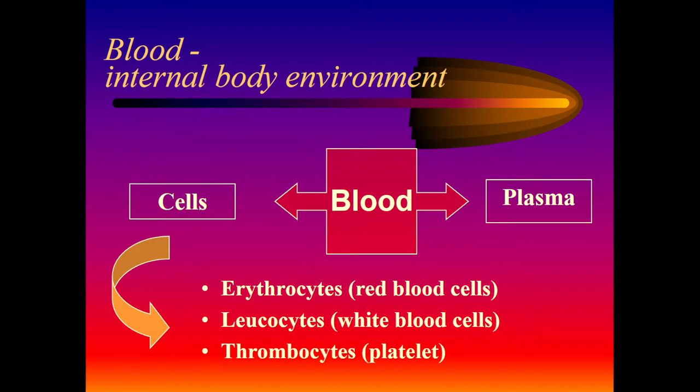Blood consists of two main parts, cells and plasma. Cells include erythrocytes, red blood cells, leukocytes, white blood cells, and thrombocytes, platelets. Plasma is the fluid part of blood, which includes water and many solutions of different substances.